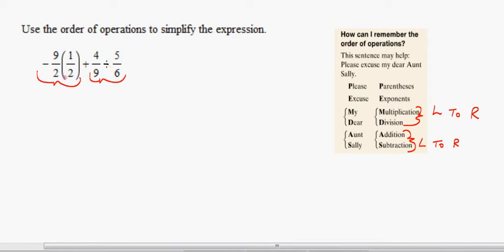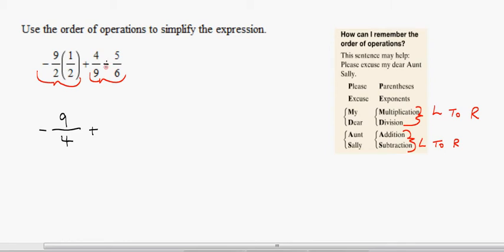So how do you multiply two fractions? Well, to multiply two fractions, remember you multiply the numerators together and the denominators together. So I'm going to take 9 times 1, which is 9, and 2 times 2, which is 4. Remember now this is going to be a negative 9/4 because a negative times a positive is always a negative. Bring down my plus sign, and then I'm going to divide these two fractions.